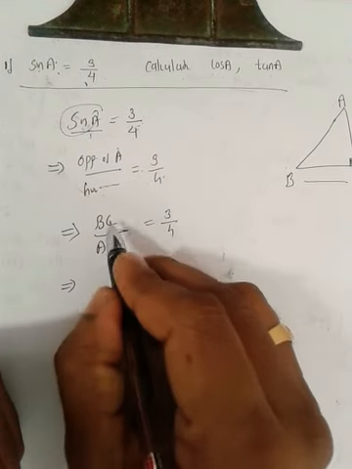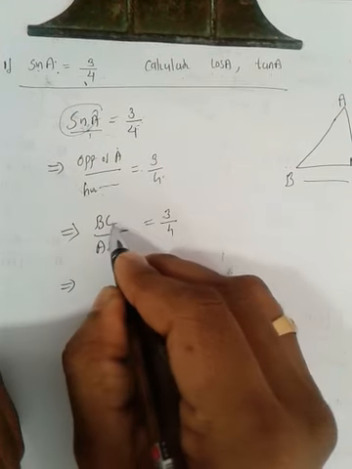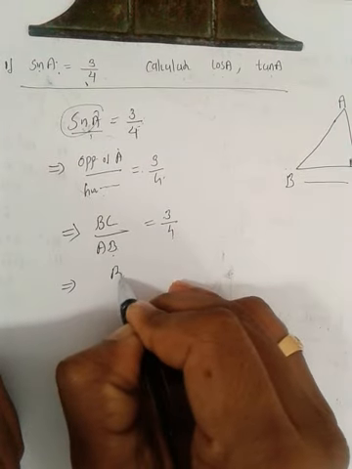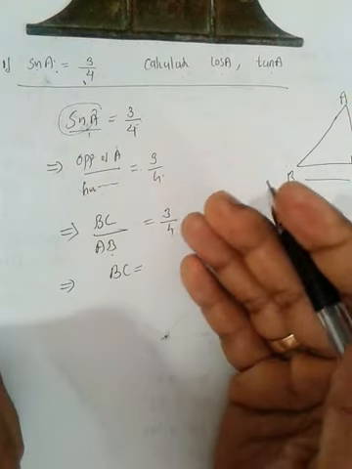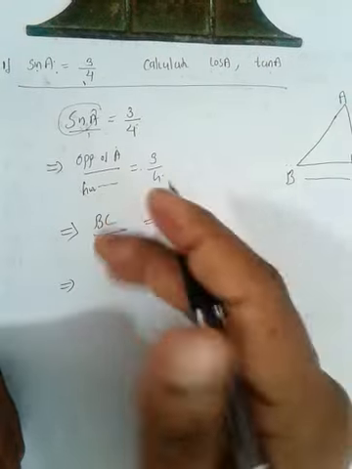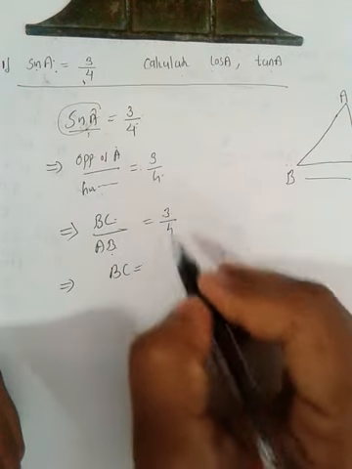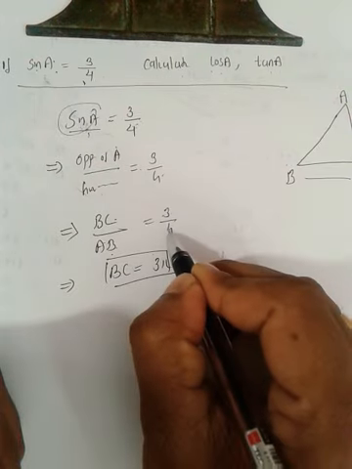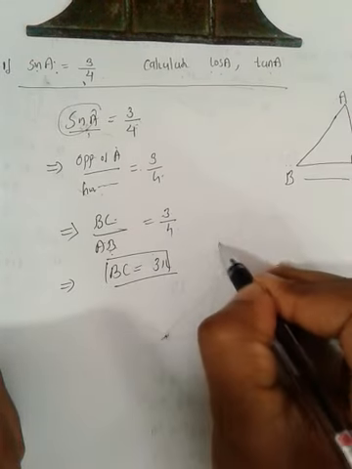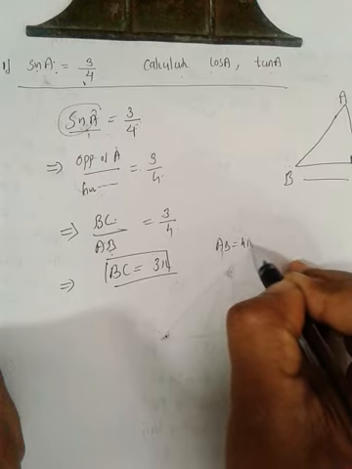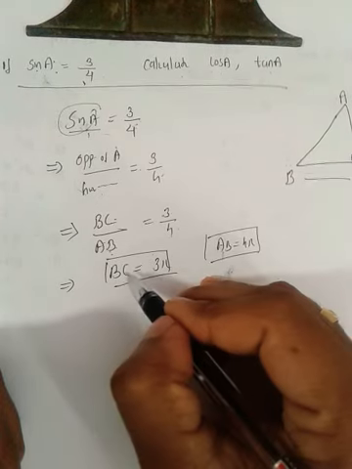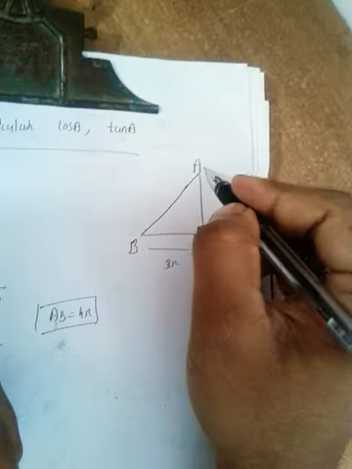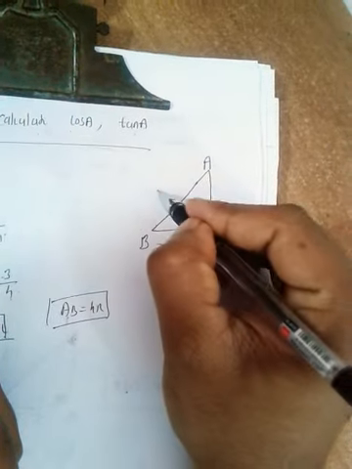Now just see, BC by AB is equal to 3 by 4. It says BC is equal to 3x and AB is equal to 4x. Same kind of question we practiced. Students who practiced those questions 2-3 times will grasp this quickly. So we call BC 3x and define AB as 4x. We can mark this side as 3x and this side AB as 4x.